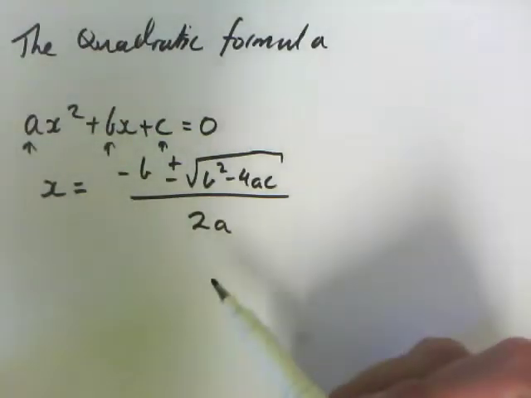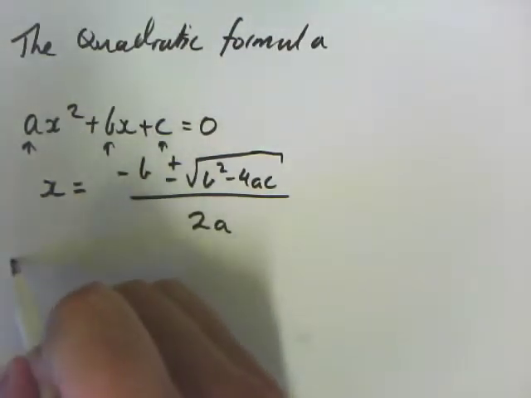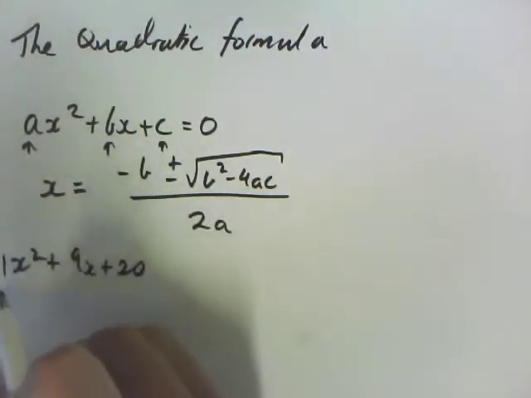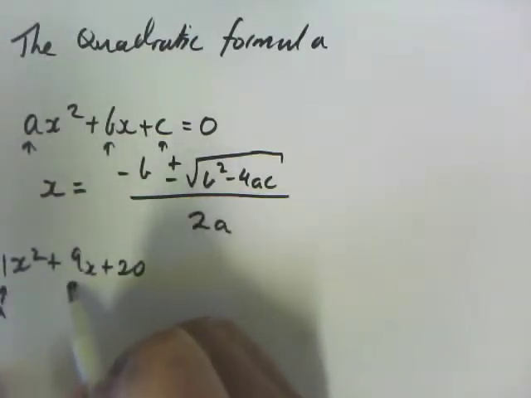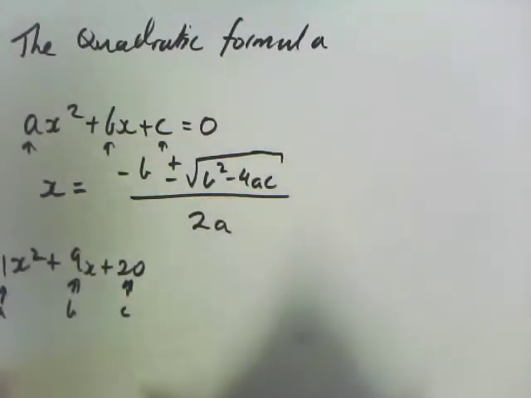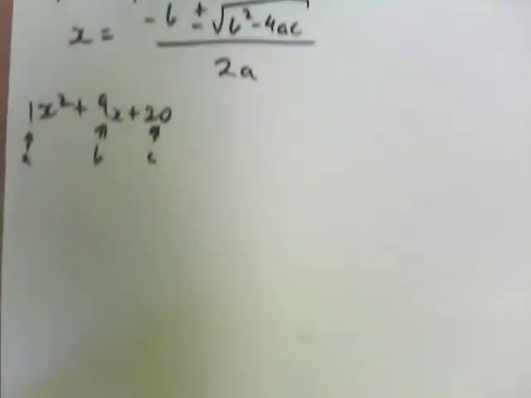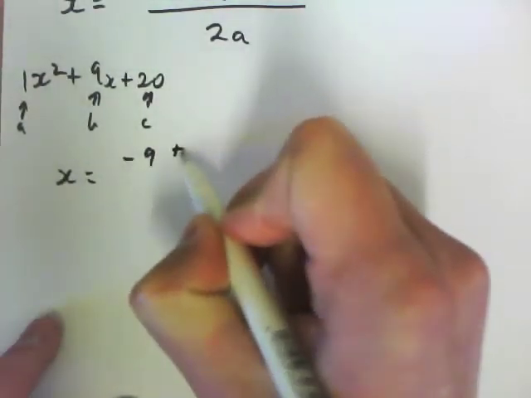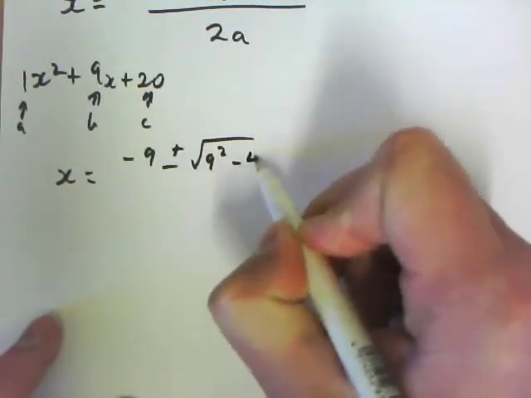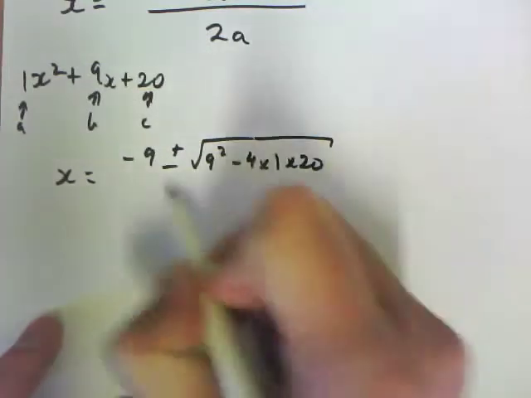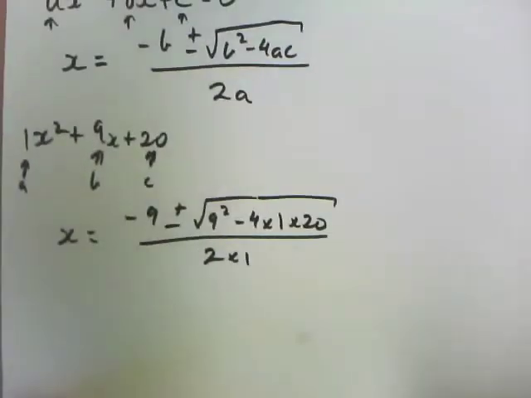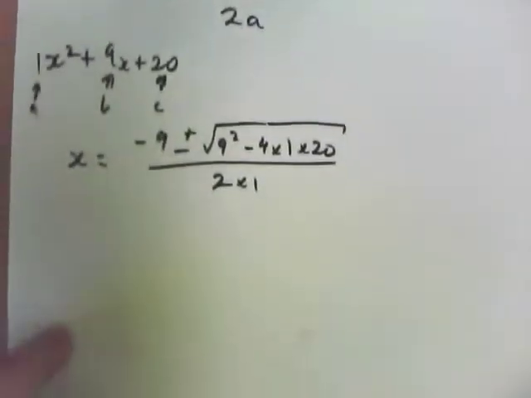So if we have a look at the question, x squared plus 9x plus 20. Okay, so the 1 in front of there is a, the 9 is b, and the 20 is c. So if we're going to use the quadratic formula to solve that problem, x equals minus 9 plus minus the square root of 9 squared minus 4 times 1 times 20, all divided by 2 times 1. Okay, so that's using that formula, just subbing a, b, c in where they are needed.